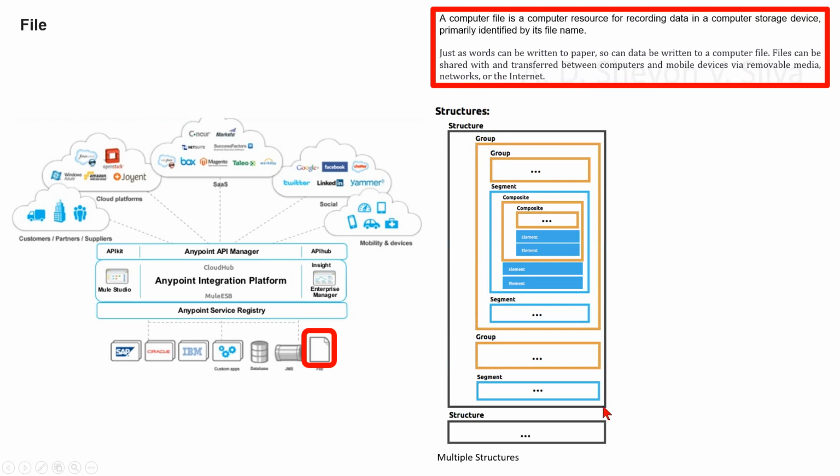If you have multiple structures or segment definitions in an FFD, when you apply your schema to a metadata description on the transform component, you need to specify which one you want to use. Here you can see a group, and segments are in the group, and here the composite and elements are in the composite, and composite and elements are in the segment here. Here the group and segments are in the group, and group and groups, and here the segments are in the structure, and there are others. This is one structure, this is another structure here.